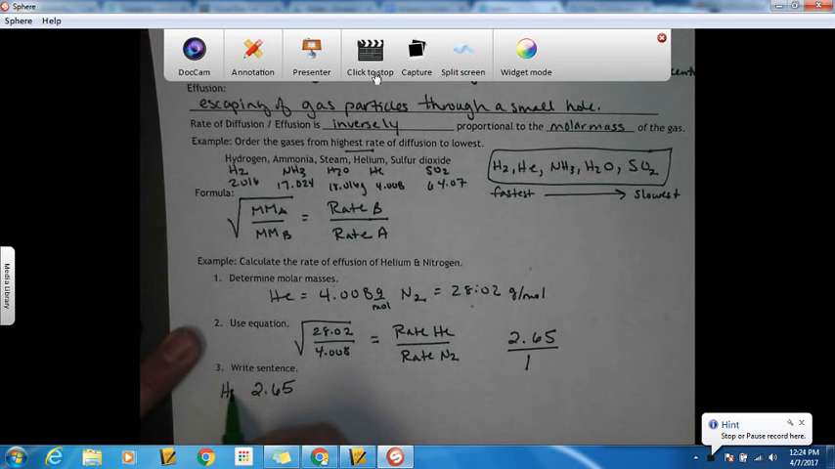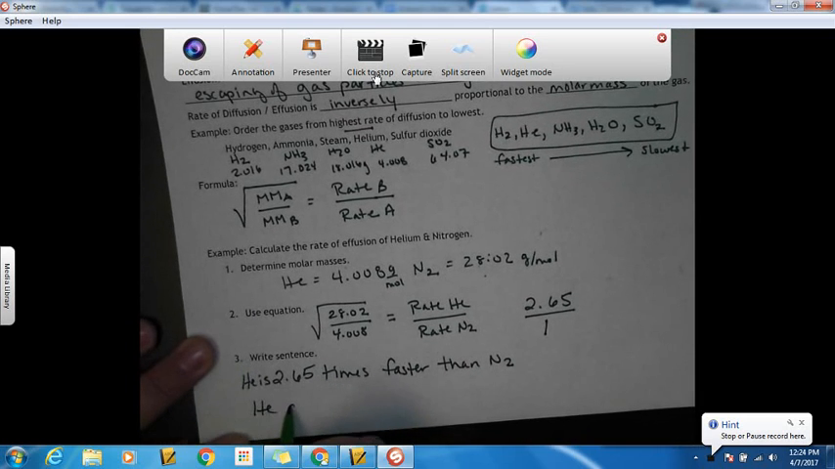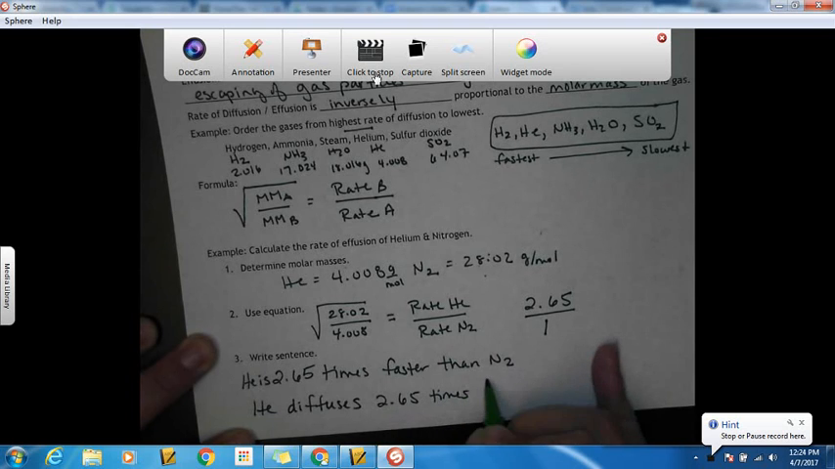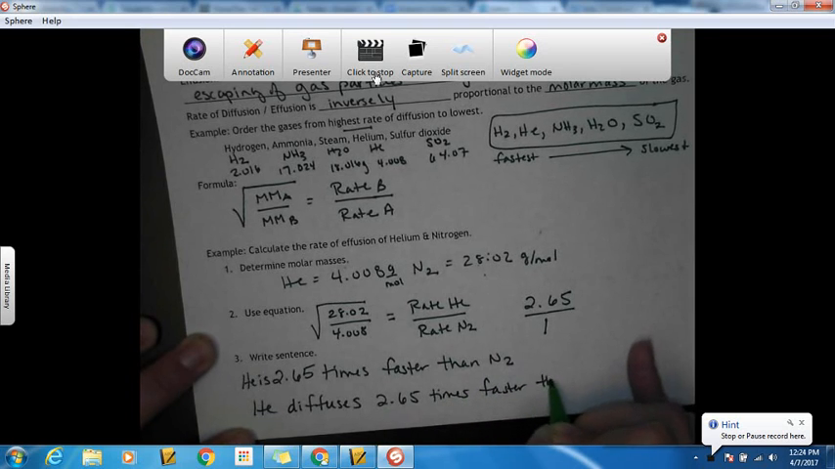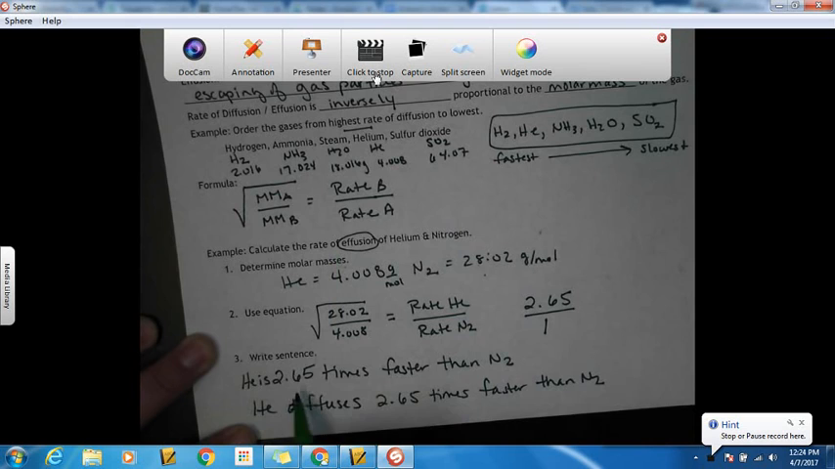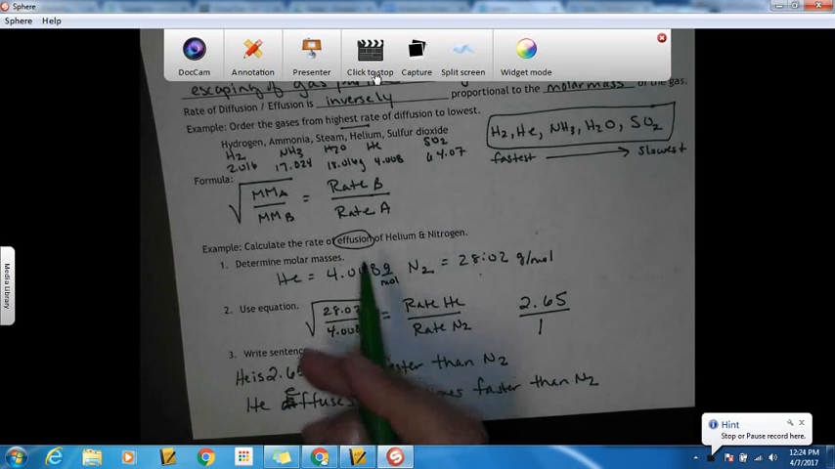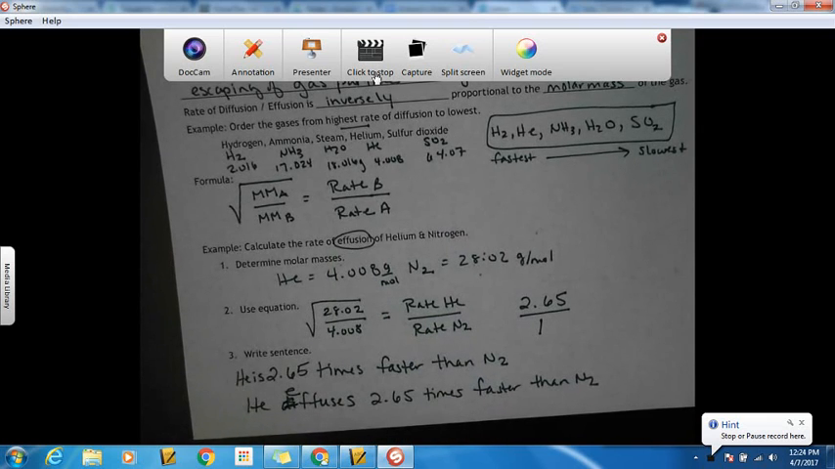Right, so helium is 2.65 times faster than nitrogen. Or you can write that helium diffuses 2.65 times faster than nitrogen. I actually just noticed that we were talking about effusion, so we really should change this to effuses 2.65 times. It doesn't really matter, except for that's what the question was asking. The math is the same, whether you're talking about effusion or diffusion. Alright, and so that's Graham's law and Dalton's law.